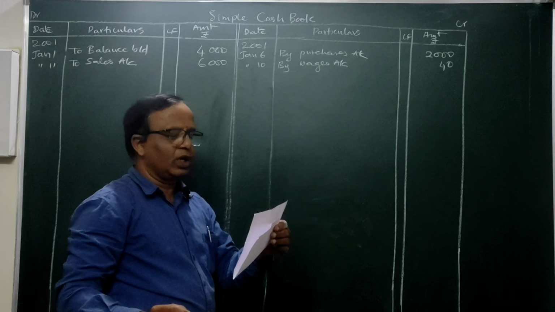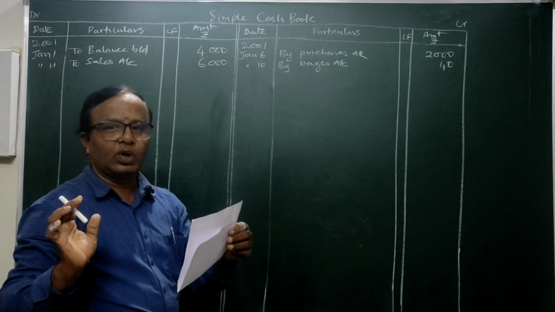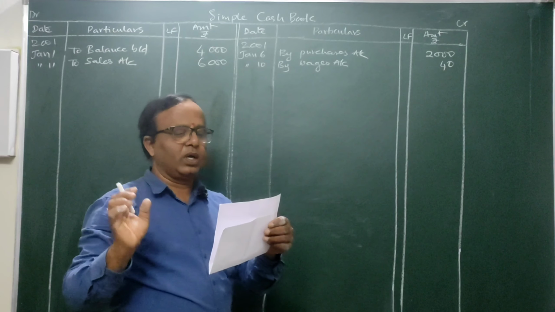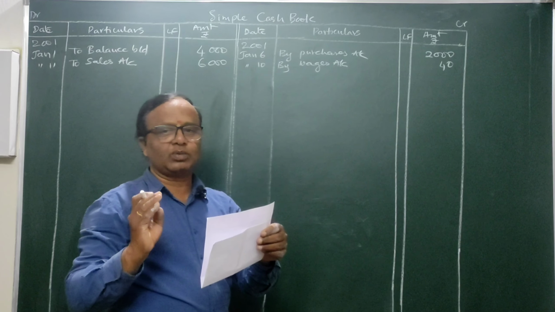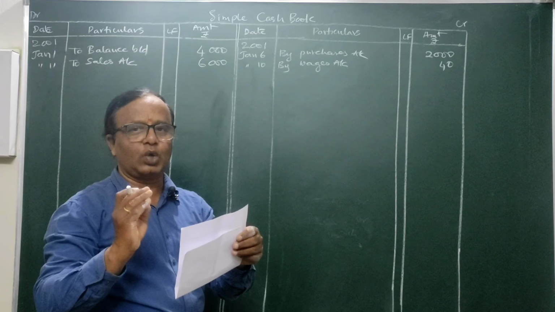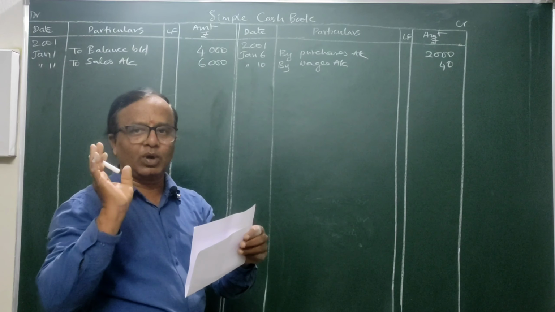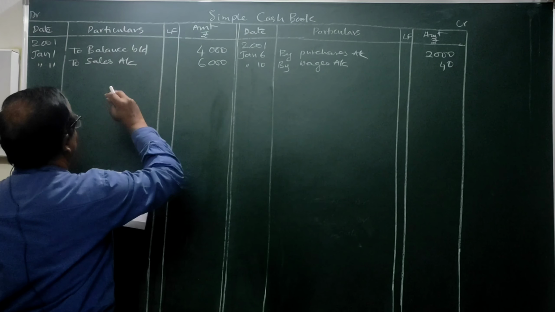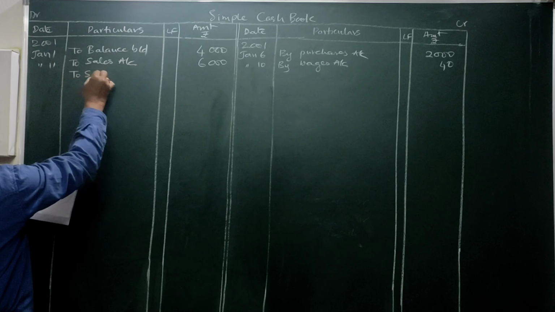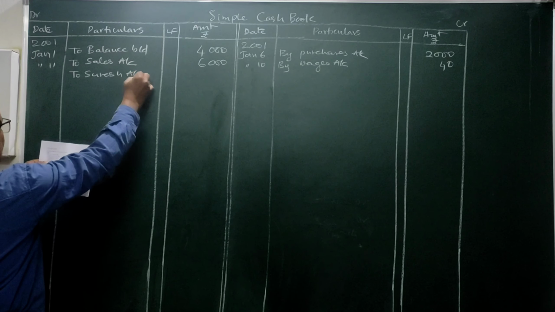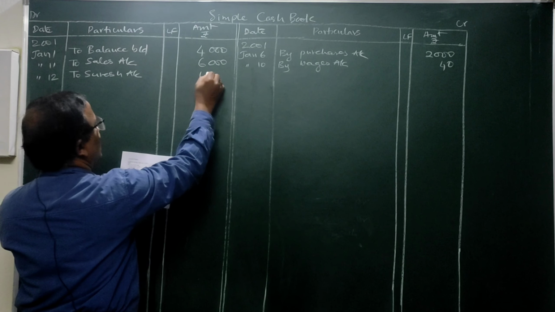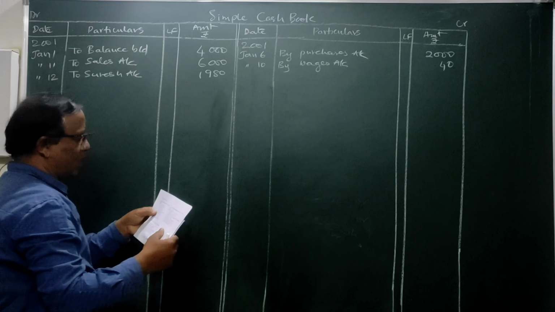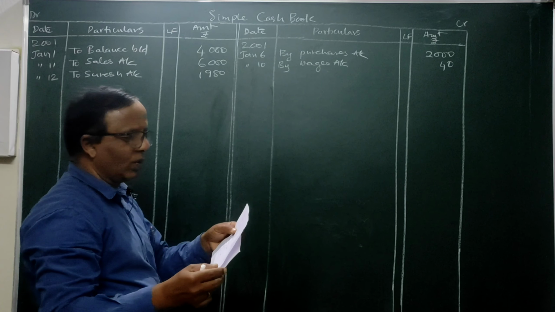Cash received from Suresh 1,980. Okay, and a discount allowed 20. Now observe here. Cash received from Suresh. When you have received cash from Suresh, your entry is cash account debtor to Suresh. 1,980 you have received. So cash account debtor to Suresh. To Suresh account. On 12th date, you have received cash from Suresh worth 1,980. Then what is said? Add discount allowed 20 on the same day.